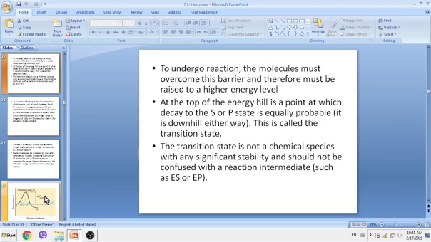At the top of the energy hill is a point at which decay to the S or P state is equally probable. It is downhill either way. This is called the transition state. The transition state is not a chemical species with any significant stability and shouldn't be confused with a reaction intermediate such as enzyme substrate or enzyme product.